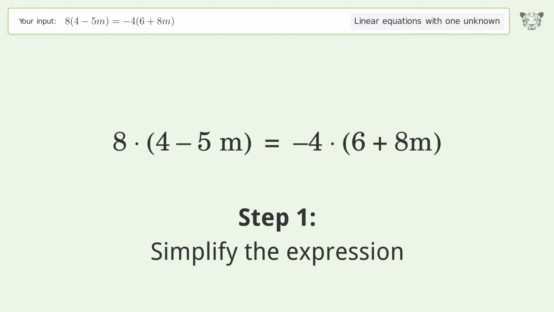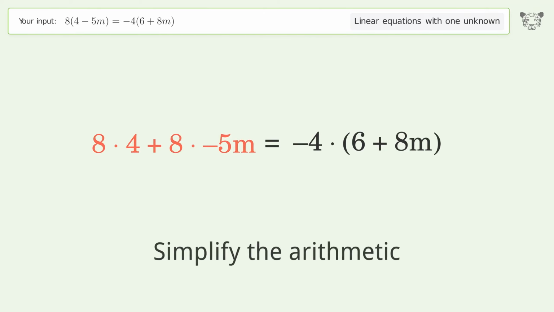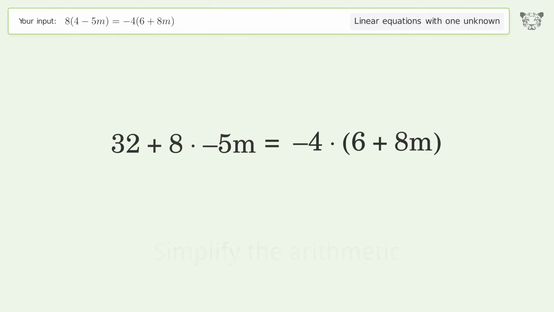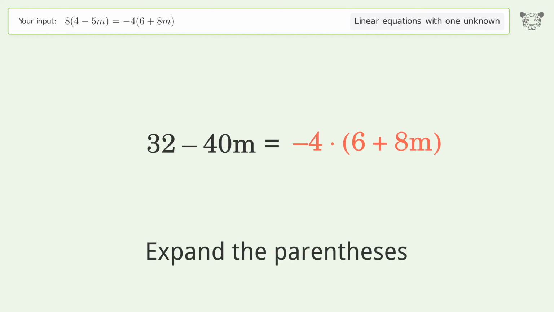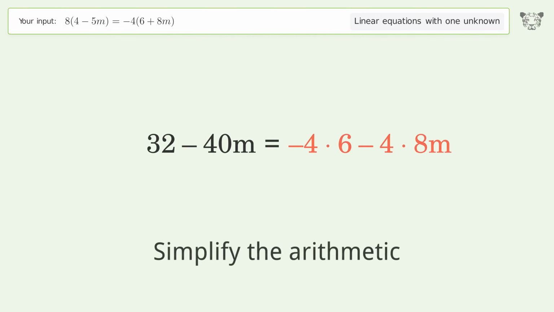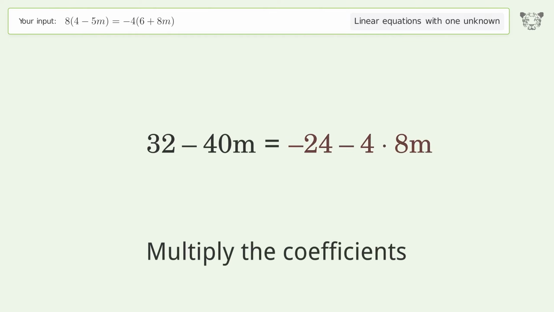Simplify the expression. Expand the parentheses. Simplify the arithmetic. Multiply the coefficients. Expand the parentheses. Simplify the arithmetic. Multiply the coefficients.